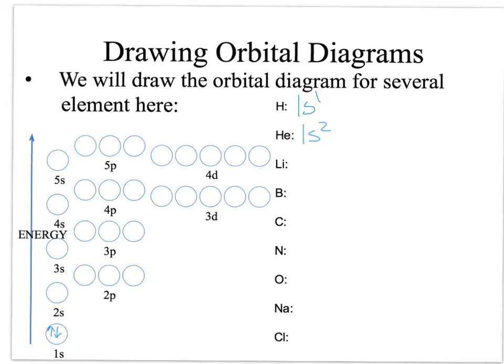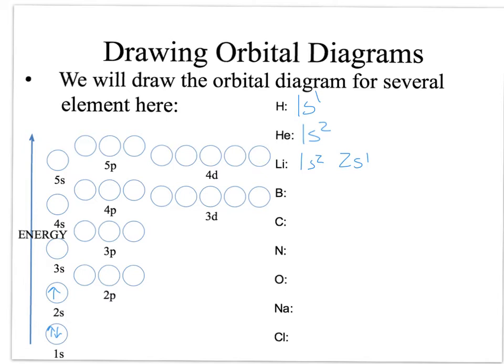For helium, we have 2 electrons. So again, we're going to fill that lower energy level, 1, with 1 up arrow and 1 down arrow. That takes care of both of helium's electrons. So this one is full, and its electron configuration is 1 for the energy level, s for the orbital, and 2 for the 2 electrons that are in it.